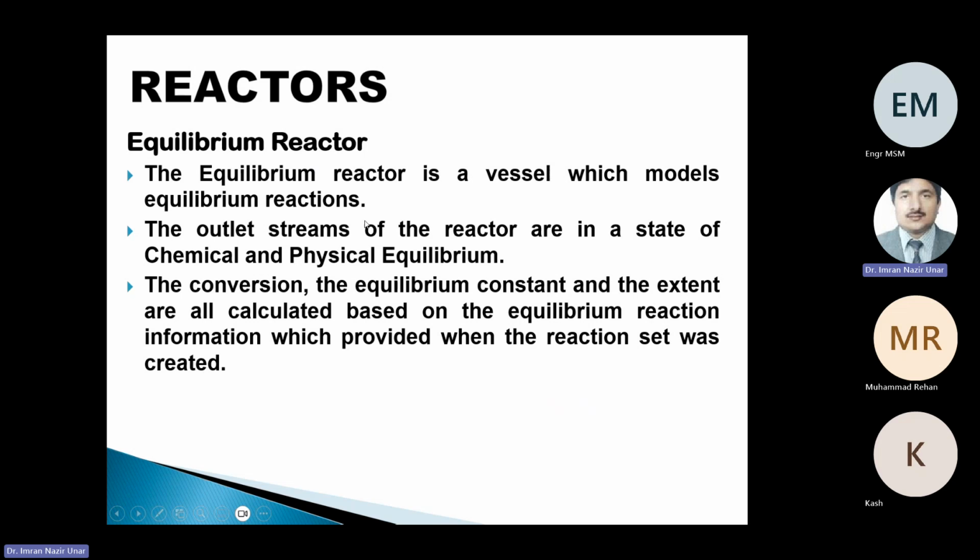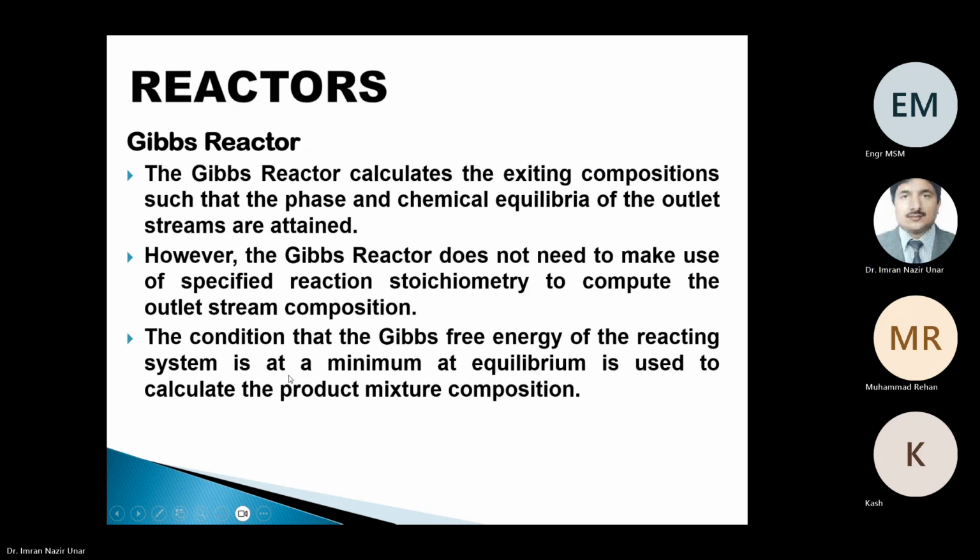This is its sole property, which is not available in the previous reactor. The conversion, the equilibrium constant, and the extent are all calculated based on the equilibrium reaction. So you don't need to put in conversion, but it is being calculated by the reactor itself, and the outlet streams are in equilibrium.